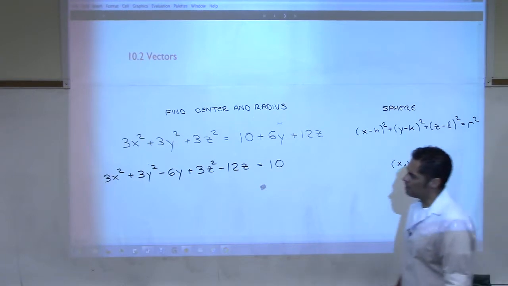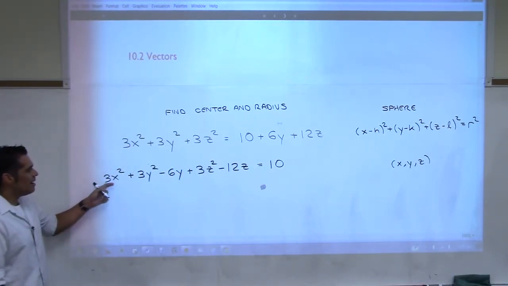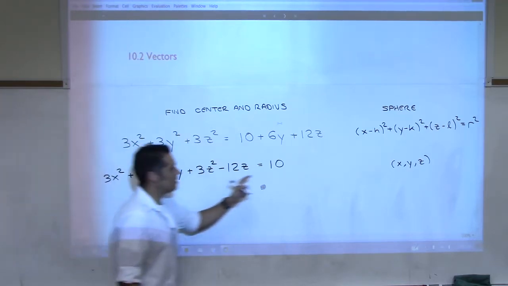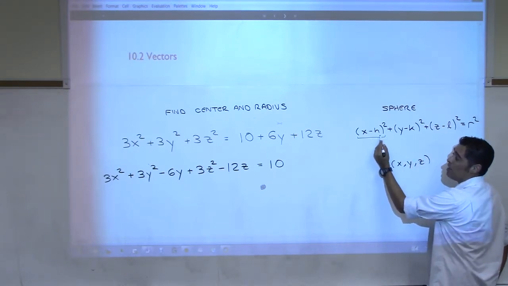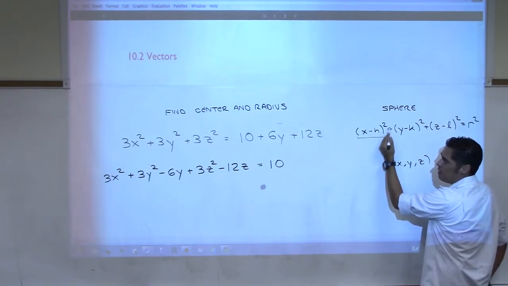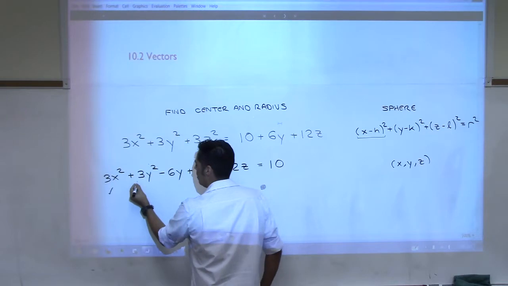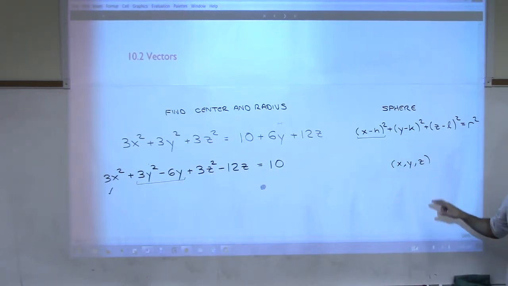Okay, first thing I'm going to do is look at this right here. And I do not have any other x's, do I? No. So this is already kind of like this, except that what would the h be? What does it look like it would be? 0, right? So x minus 0 squared is the same as x squared. So this looks like I'm okay. These two, though, do not look like this. So I'm going to complete the square there.